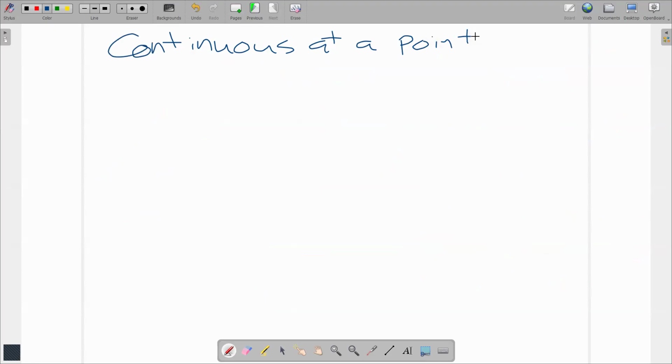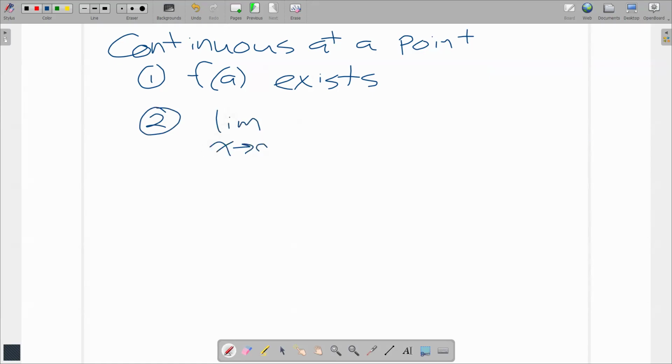To be continuous at a point, we have to have, one, f of whatever point we're looking at. I'm going to call it a. f of a has to exist. It's got to be a number. It can't be undefined. Two, the limit as x approaches a of f of x has to exist. There's got to be a limit. That has to exist too.